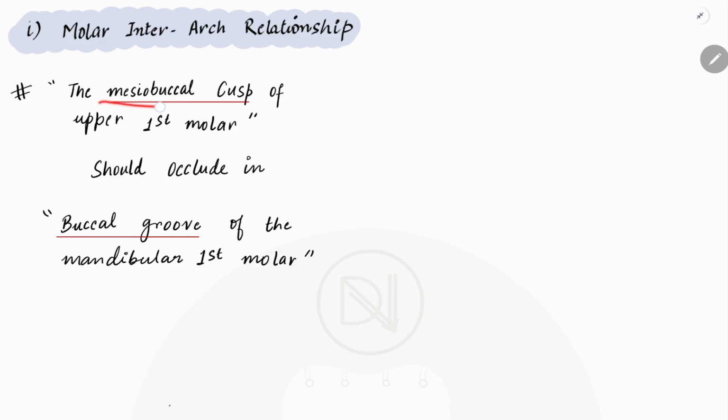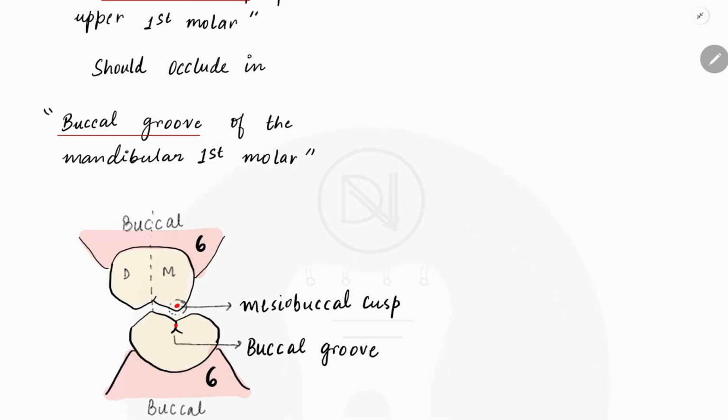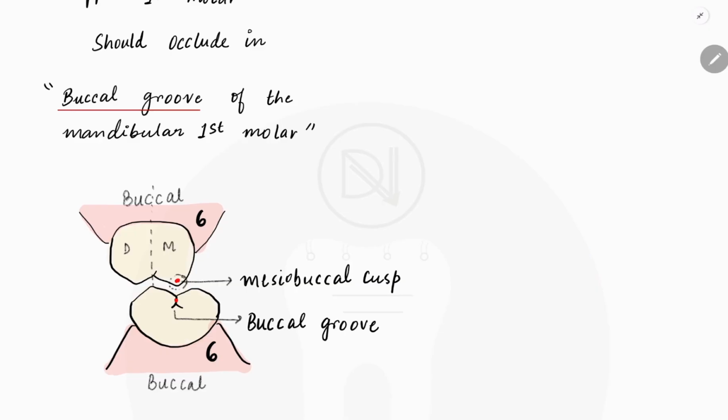So for the upper arch, the mesiobuccal cusp of the upper first molar should occlude in the buccal groove of the mandibular first molar. So let's see it with a diagram over here, alright. So here you can see that this is your upper molar, okay, upper first molar, that is 6, and this is your lower first molar, that is your lower 6. So you see, when we are dividing this tooth into 2 sections, one which is towards the midline is called mesial and the one which is away from the midline is called distal.